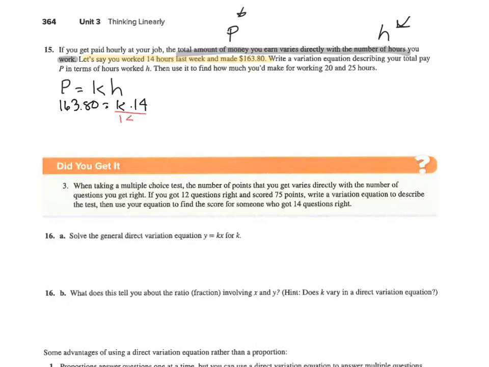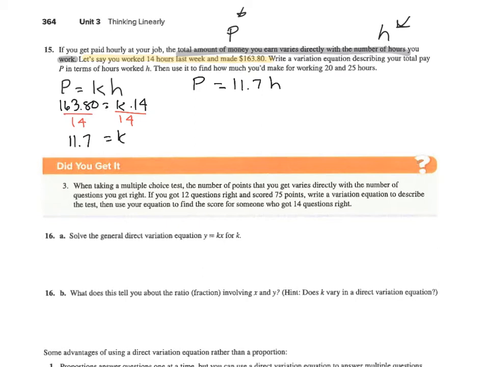Now let's divide both sides by 14. And then my K will be 11.7. Okay? And then step 4 from page 363 says rewrite the equation in the form Y equals KX where you've replaced K with a number. All right? So P equals K, which is 11.7, then times H.